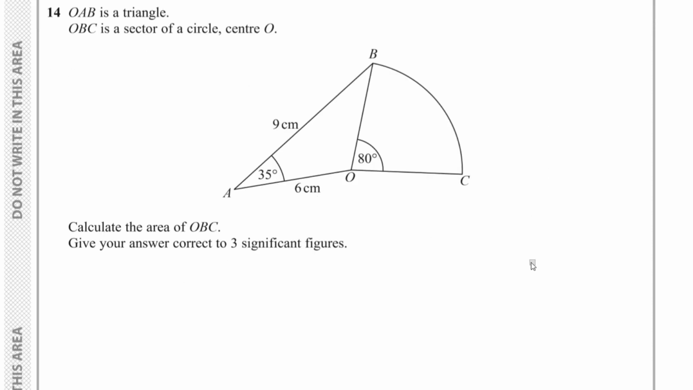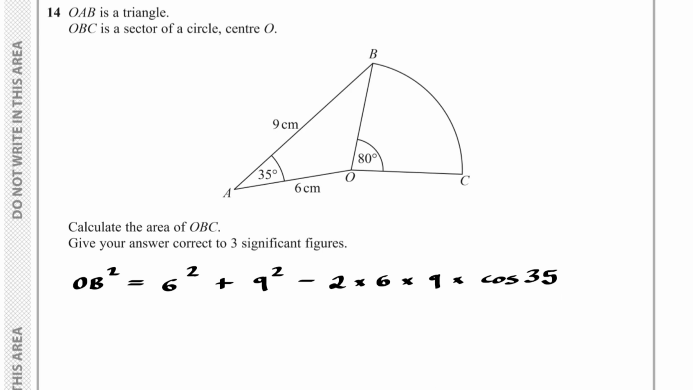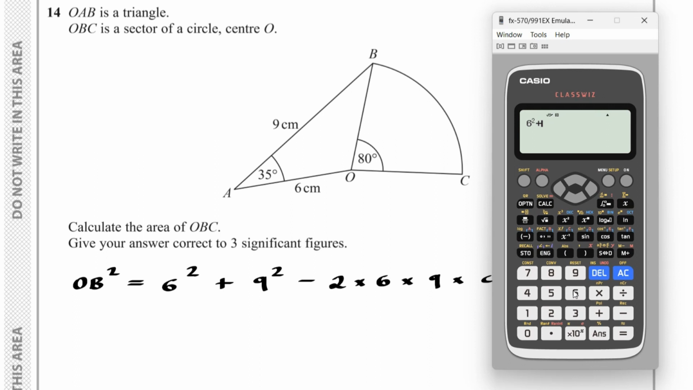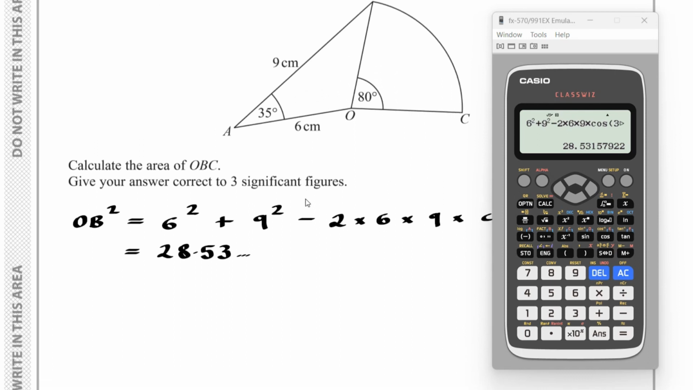So, OB squared is equal to 6 squared plus 9 squared, subtract 2 multiplied by 6 multiplied by 9 multiplied by the cosine of 35. So if I work this out, I've got 6 squared plus 9 squared subtract 2 times 6 times 9 times the cosine of 35, which is 28.53, etc. So now that I know what OB squared is, I can find out what OB is by square rooting, and you will find we end up with 5.34, etc., which means the radius is 5.341, etc.